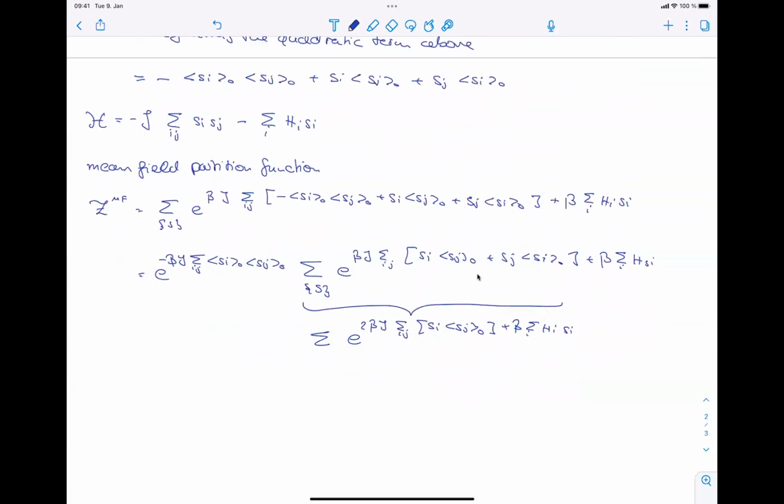And then we may realize that actually, this is a sum over the Si, which pops up both in the first term and the second term. So I can rewrite this one more time as e to the, now sum over Si, and I pull out the Si, and then I have a sum over the j's that are neighboring Si of Sj average plus beta hi. Oh, sorry, it's different.